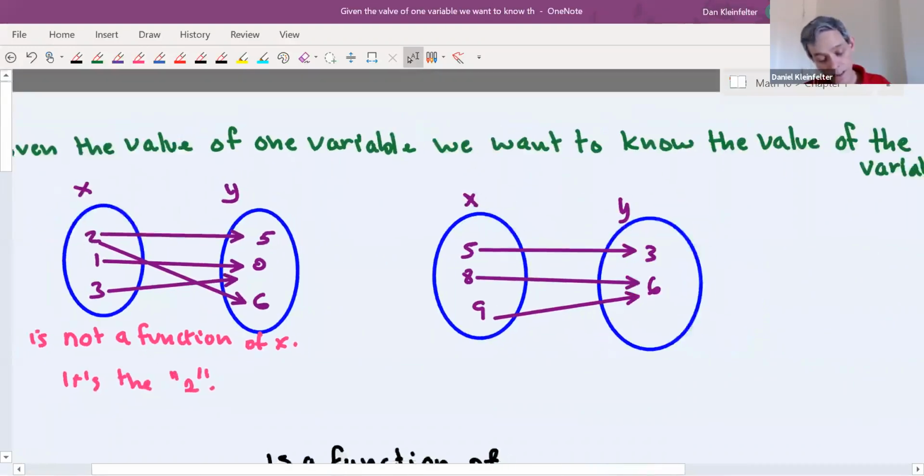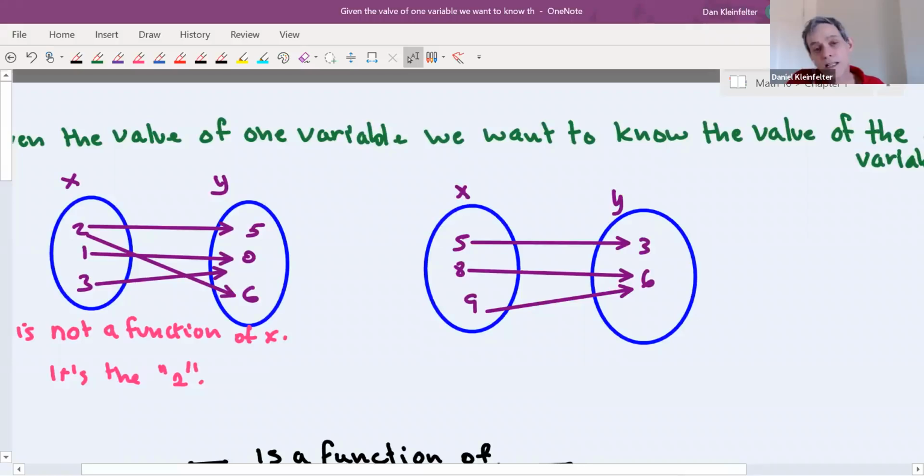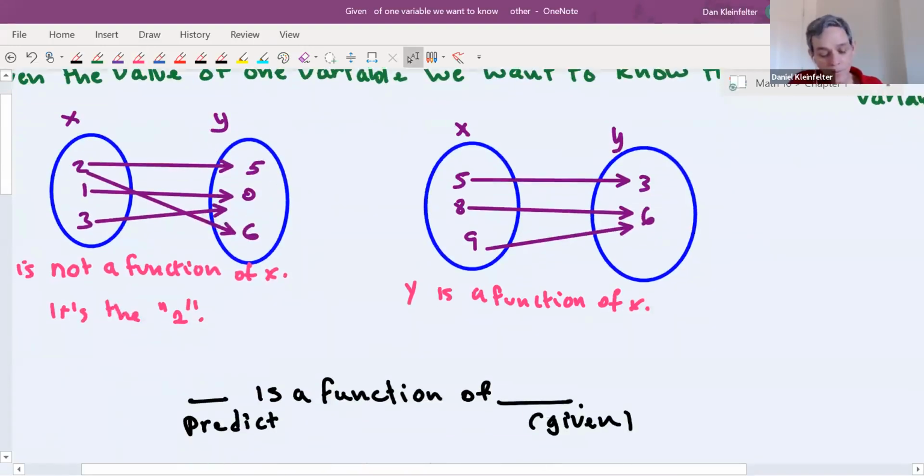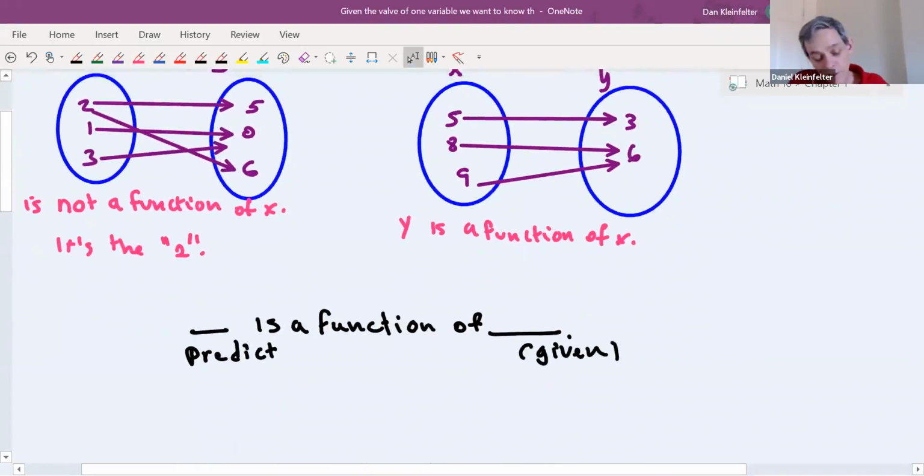Okay, taking a look at this next one. When x is 5, y is 3. When x is 8, y is 6. When x is 9, y is 6. Each x value is associated with only one y value. So here y is a function of x. Okay, no x's are repeated, which is important. People find that confusing though.